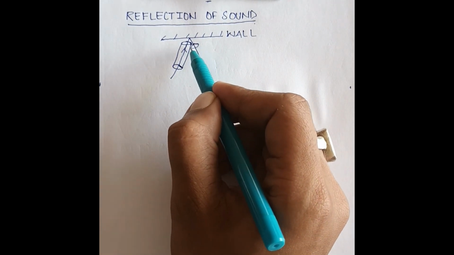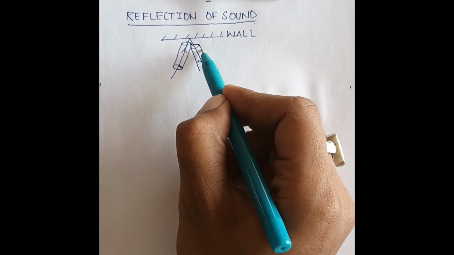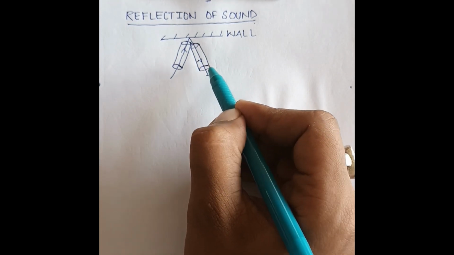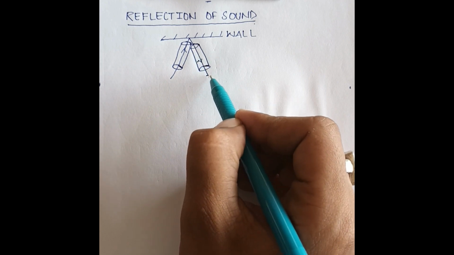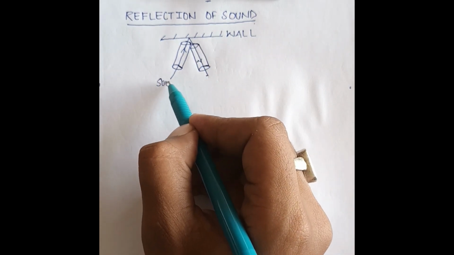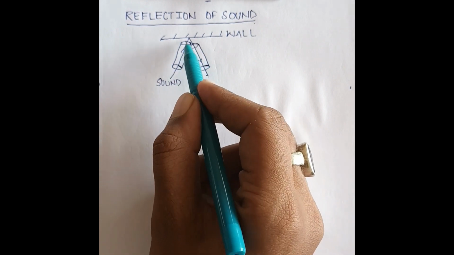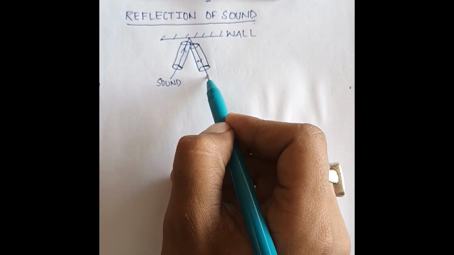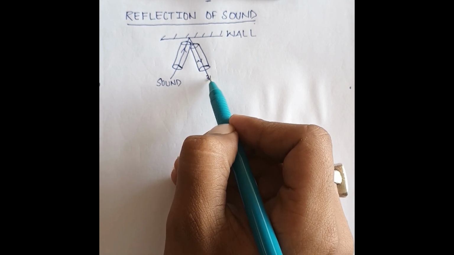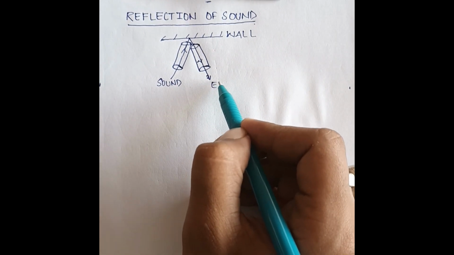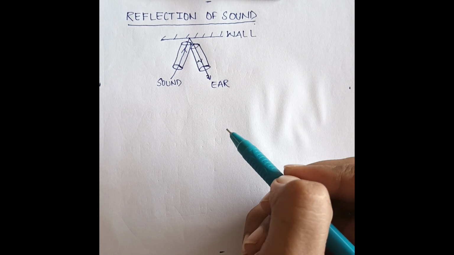Let us consider we have a hollow pipe so that we can get the sound in a single direction. If we allow the sound to pass through here, it will be incident on the wall and reflect in a direction, and from that direction we can put our ear and listen to it.